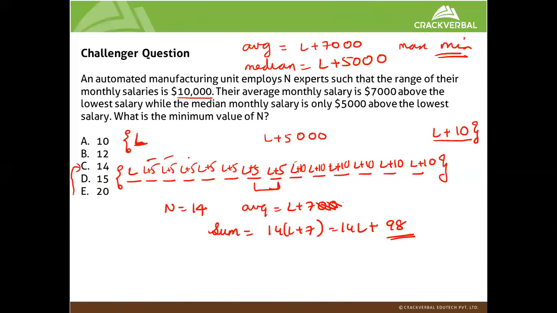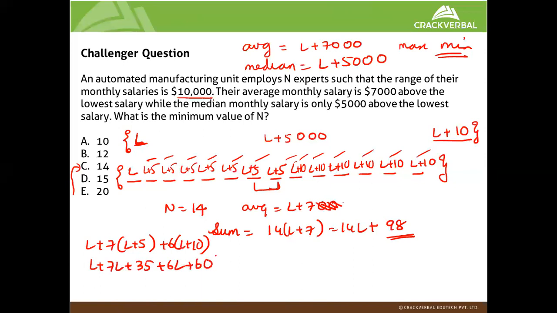We have L plus 5, 7 times. So that's 7 times L plus 5. And we have L plus 10, 6 times, plus 6 into L plus 10. So L plus 7L plus 35 plus 6L plus 60. 7 plus 6 is 13, 13 plus 1 is 14. So 14L plus 95 is what I get the sum to be when I keep all the values to be maximum. But the value that I should get is 14L plus 98. So clearly 14 is not a possible pick.